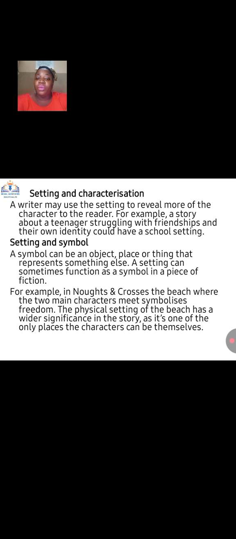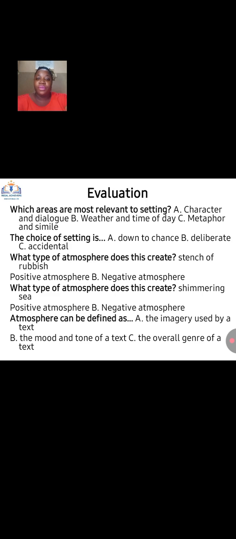Setting and symbol. A symbol can be an object, place, or thing that represents something else. A setting can sometimes function as a symbol in a piece of fiction. For example, in Noughts and Crosses, the beach where the two main characters meet symbolizes freedom. The physical setting of the beach has a wider significance in the story, as it's one of the only places the characters can be themselves.